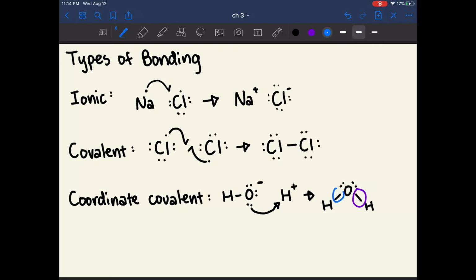However, this other bond, we don't know, but this other bond was probably covalent, in which the hydrogen had one of the electrons and the oxygen had the other. So it's not always obvious to tell what bonds are coordinate covalent and which bonds are covalent. You just have to know where the electrons came from. And in this case, these electrons came both from the oxygen, which makes this bond coordinate covalent.